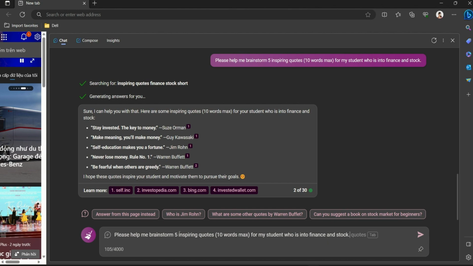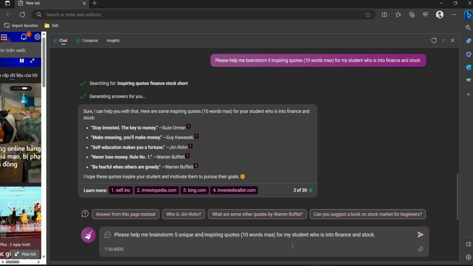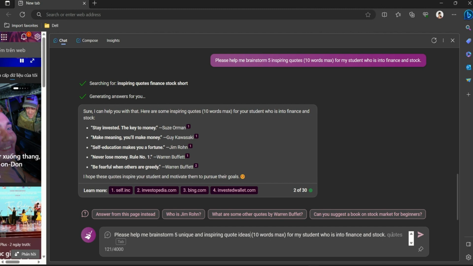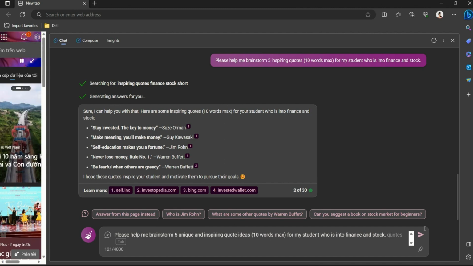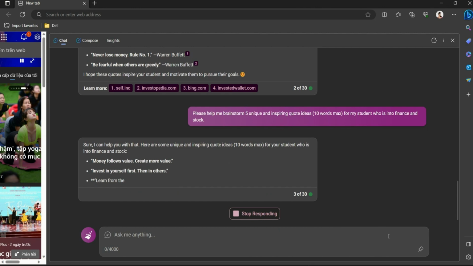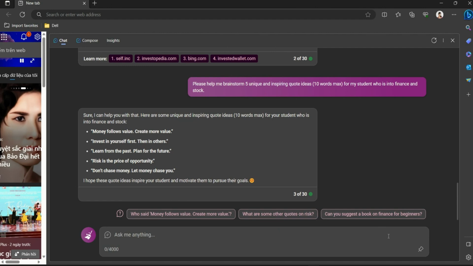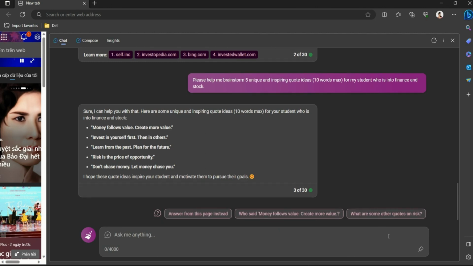5 unique and inspiring quotes for my student who's into finance and stock, quote ideas. And let's see what it comes up with. Money follows value. Create more value. Invest in yourself first, then in others. Learn from the past, plan for the future. Risk is the price of opportunity. Don't chase money, let money chase you.